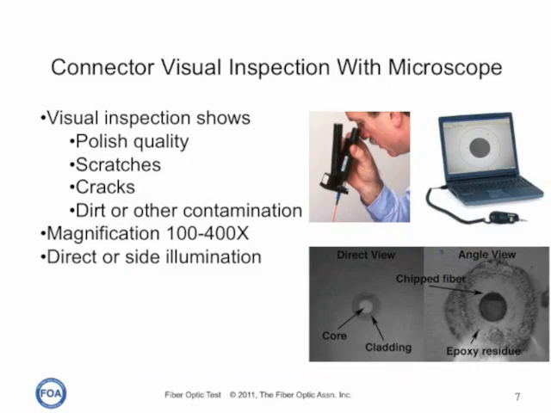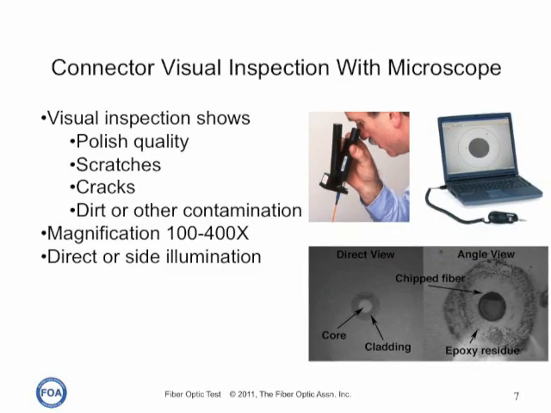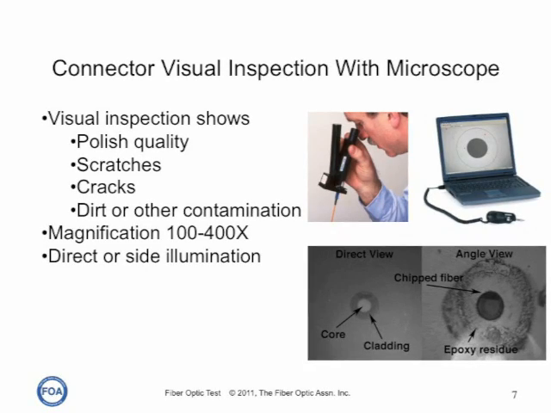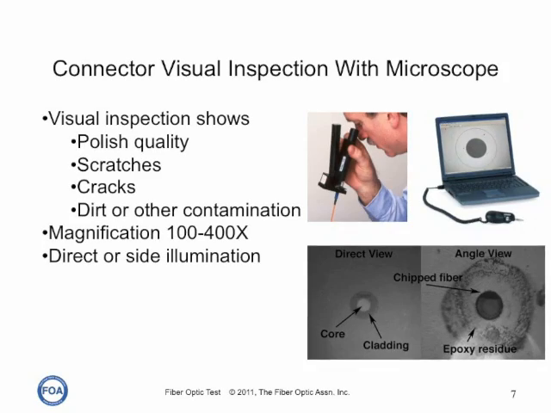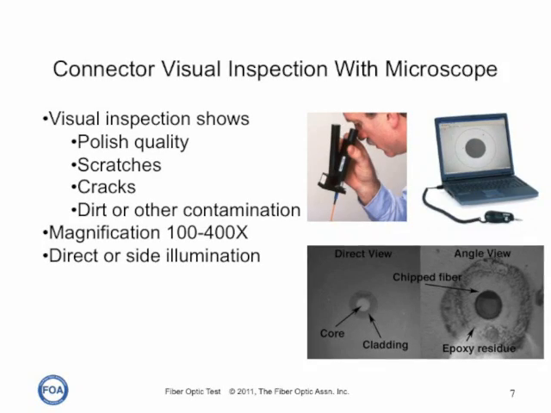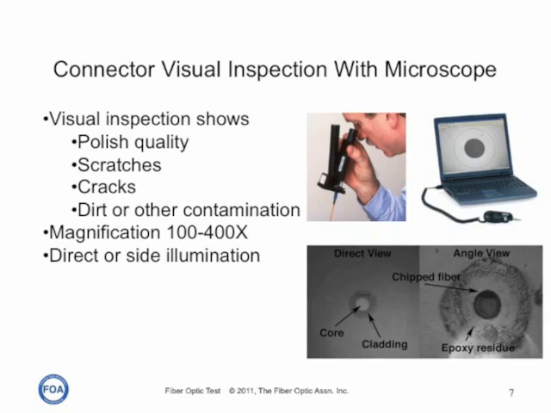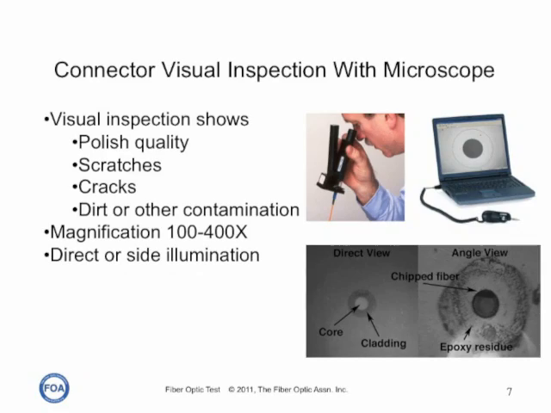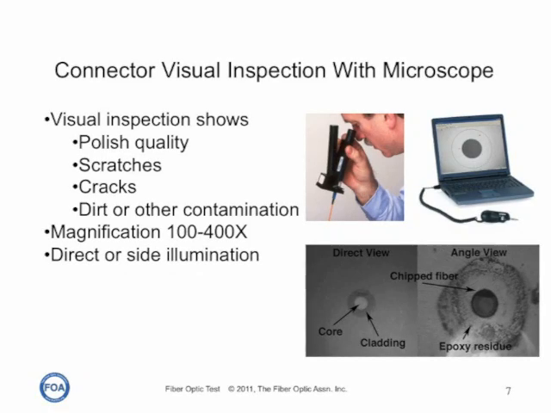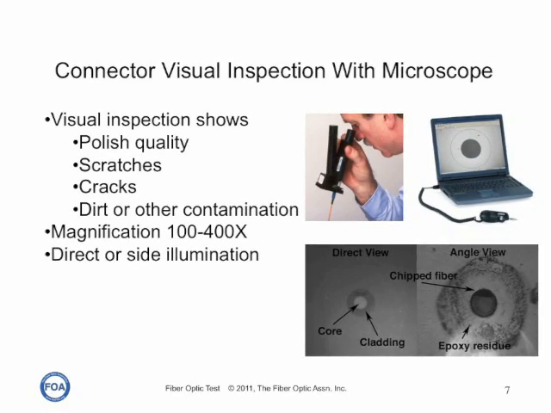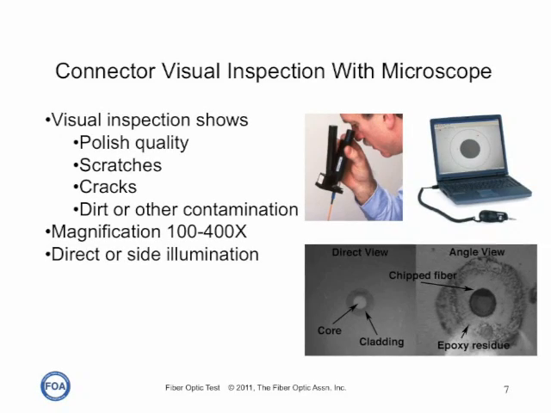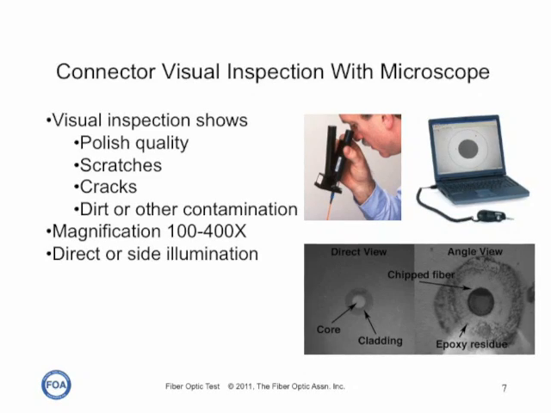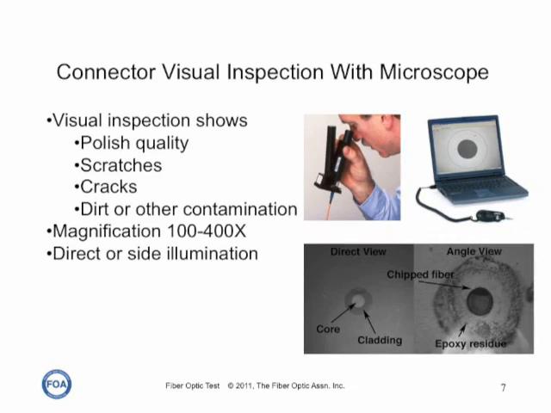We also do visual inspection with a microscope. We look at the end of connector ferrules. When we're doing terminations, we use it to determine the quality of the polish on the connector end, or find scratches or cracks in the fiber, so that we might end up rejecting a connector. On any connector, we use it for looking for dirt or other contamination on the end of the ferrule. Typically, we use magnifications of about 100 to 400 times, and we use both direct and side illumination so they can show us different things about the end of the ferrule of the connector.